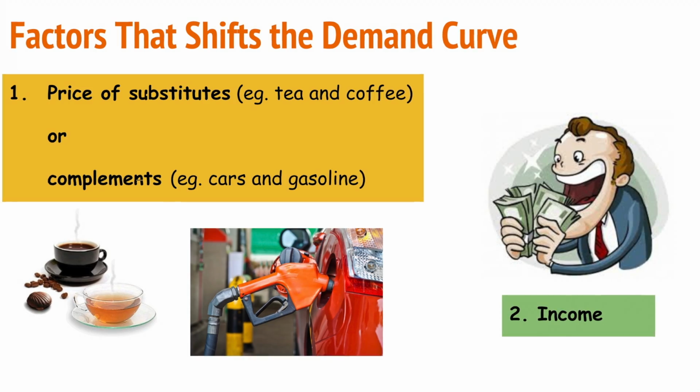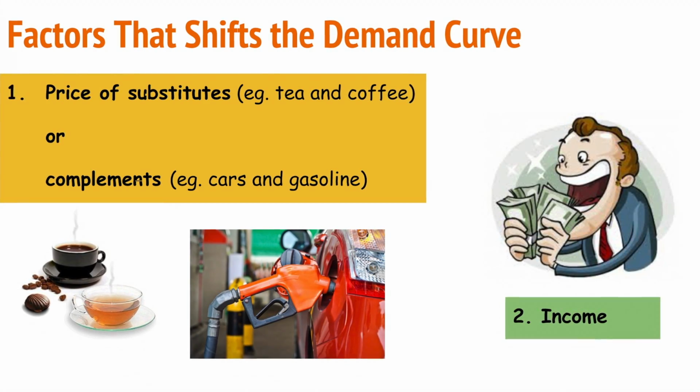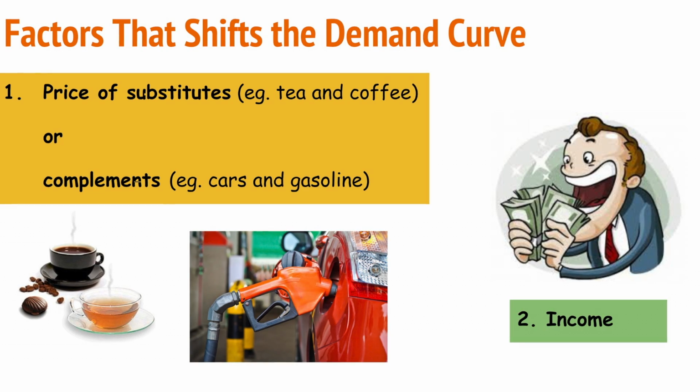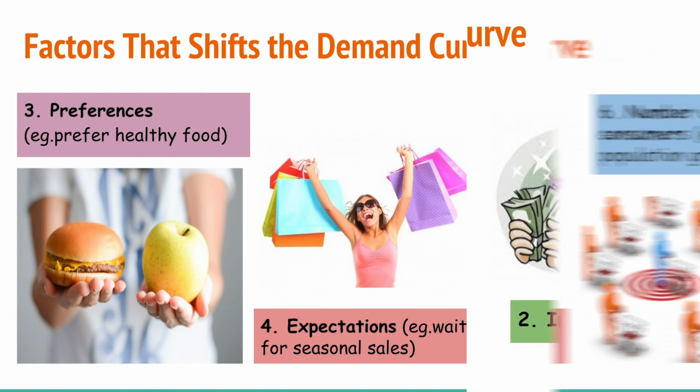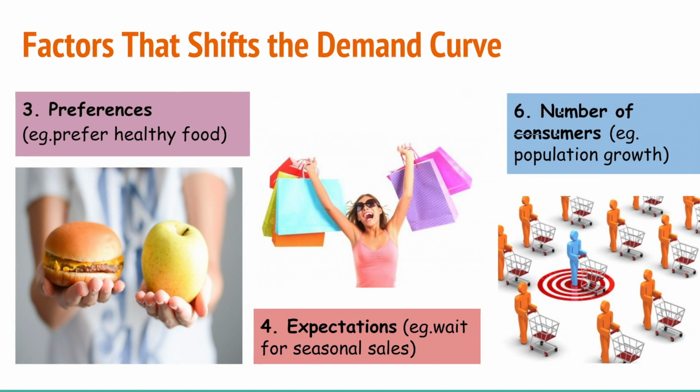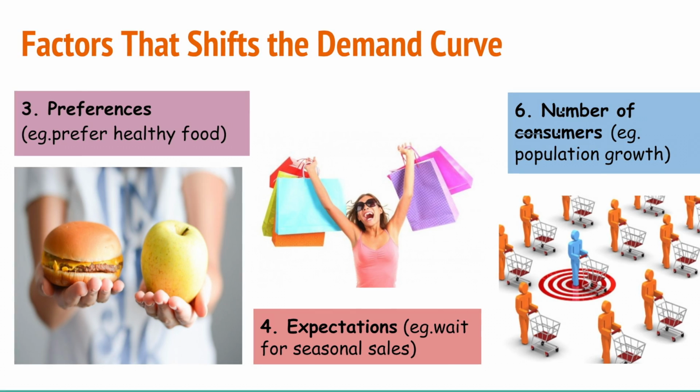The second factor is income. When people's income increases, the demand will also increase, since people tend to buy more goods. The third factor is preference. For example, when people prefer healthy food, the demand for fresh vegetables will also increase.